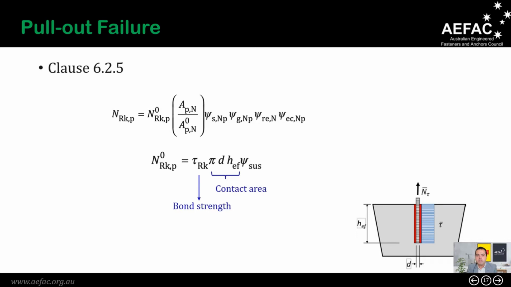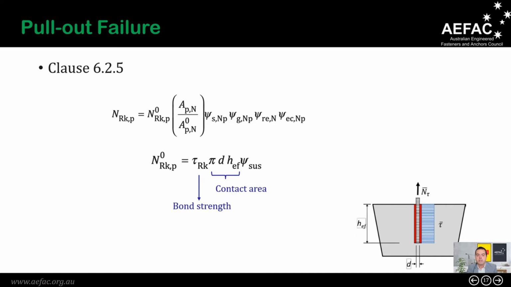This is one very important failure mode I want to talk about, which is the pull-out failure. The equation you can see on the screen is used to calculate the pull-out capacity of anchors. The NRKP on the left-hand side of the equation is the characteristic pull-out capacity for the fastener or a group of fasteners, and that depends on N0 RKP. N0 RKP is the reference pull-out capacity, and this is modified by a whole lot of factors depending upon the site conditions.